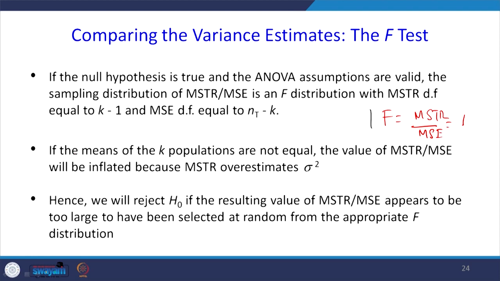So, you see this one, if the means of the k populations are not equal, the value of MSTR by MSE will be inflated because MSTR overestimates sigma square. Hence, we will reject because the F value will become very big. When the F value is very big, we will reject H naught if the resulting value of MSTR by MSE appears to be too large to have been selected at random from the appropriate F distribution.